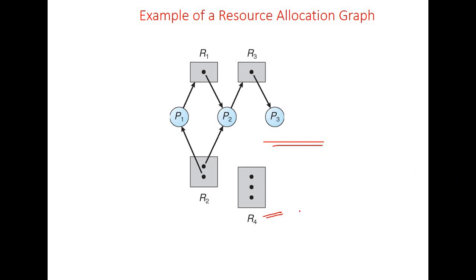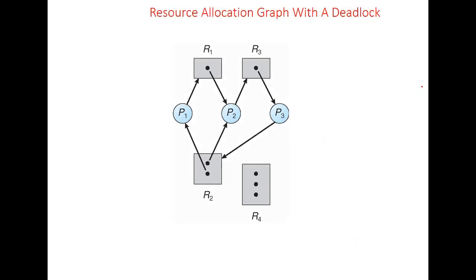Therefore there is no deadlock, and this is how we can find out whether there is a deadlock in the system or not by constructing the resource allocation graph like this. Now let us check one more example of resource allocation graph usage to find the deadlock state.